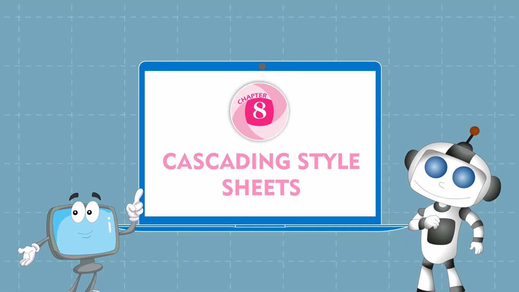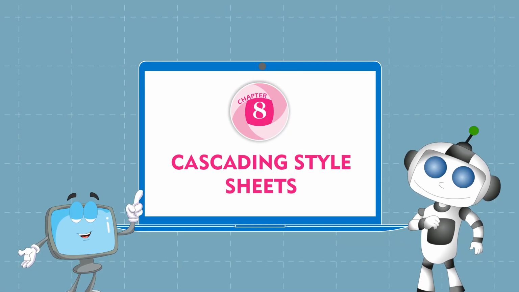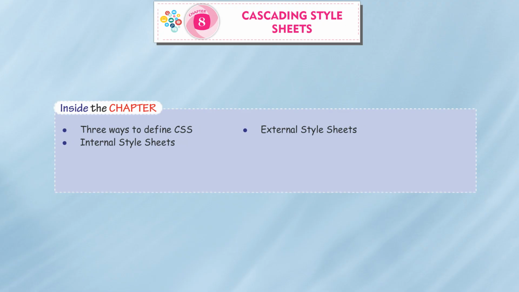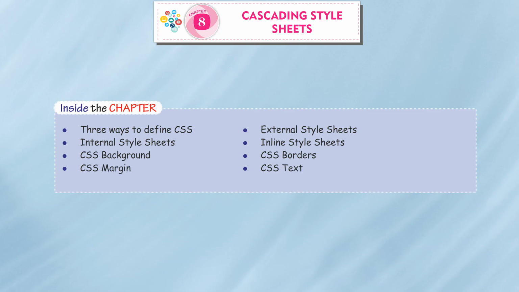Chapter 8: Cascading Style Sheets. Inside the chapter: three ways to define CSS: external style sheets, internal style sheets, inline style sheets, a CSS background, CSS borders, CSS margin, CSS text, CSS font.